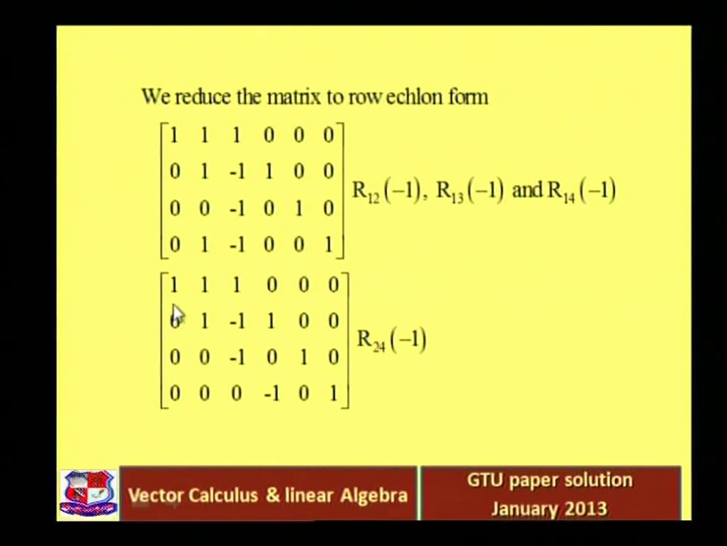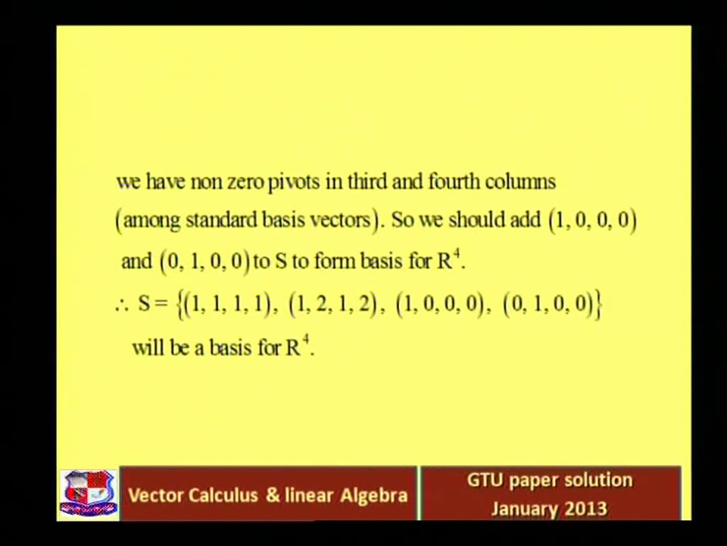Now is it a row echelon form matrix? Let's check it. In the first row we have a leading entry, below that leading entry we already have 0. In the second row, this 1 is our leading entry, below that leading entry we have 0. In the third row, this is our leading entry, and below that leading entry we have 0. So I think this is a row echelon form matrix, right?